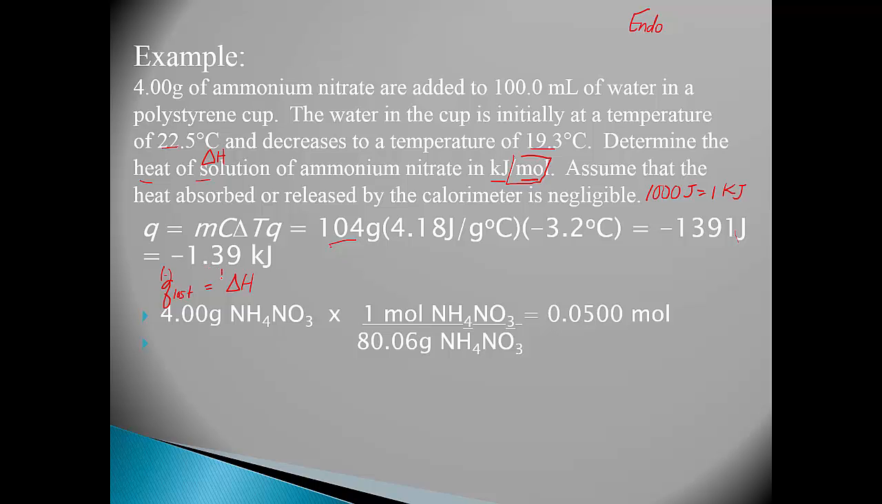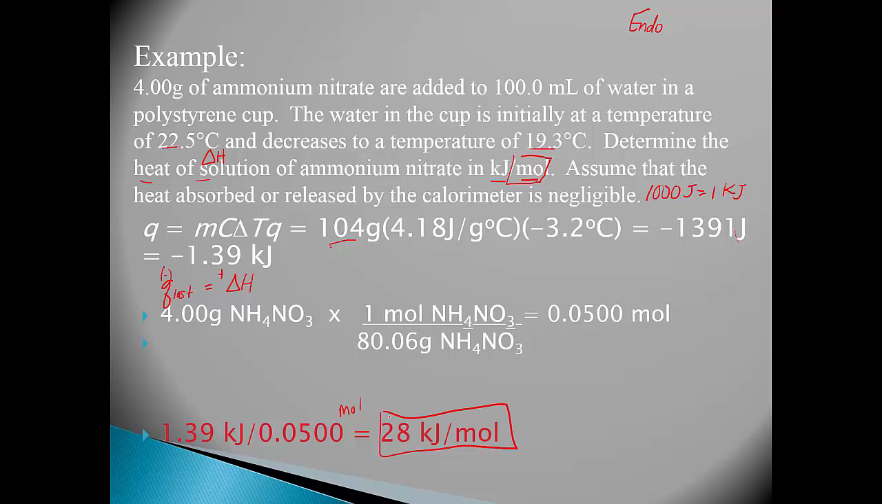Reminding ourselves that heat lost is negative, heat gained, well, we know it's endothermic, so our answer has to be a positive delta H because the system gained it. So just take your heat that's now positive, divide it by the moles, and that's how we get 28 kilojoules per mole.